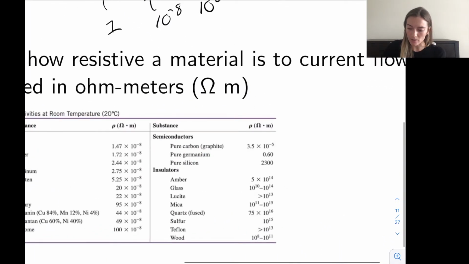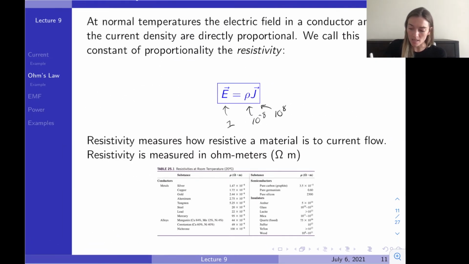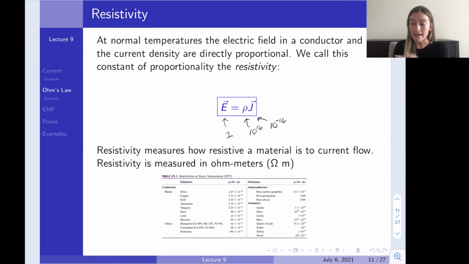Now, over here, if we look at these materials that are typically insulators, like glass, quartz, these are absolutely huge. So we're looking at 10 to the 14, 10 to the 16. So you can see that if you have a resistivity of 10 to the 16, that same electric field is now only going to give you a current of 10 to the negative 16. So materials with high resistivities get very little current for a certain applied electric field. And that's why metals are such good conductors, because you don't have to apply that big of an electric field to get a fairly large current.